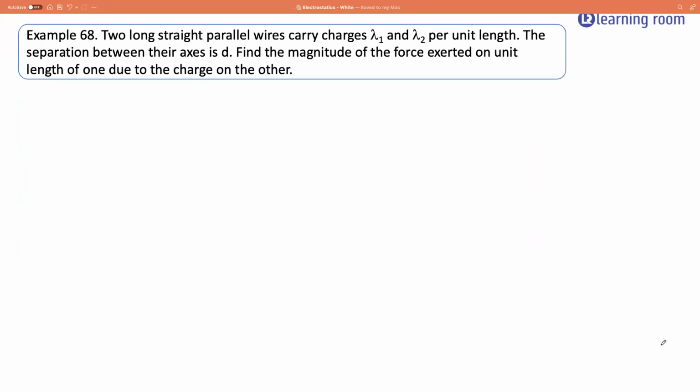So based on this, let's try out some problems. So first one is, mark it as important. There are two long straight parallel wires. In physics, whenever you see long, they are assumed to be of infinite length. So two long straight wires carry charges lambda 1 and lambda 2 per unit length.